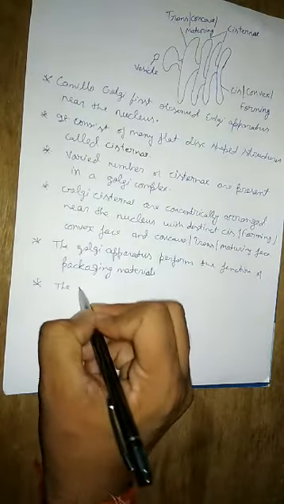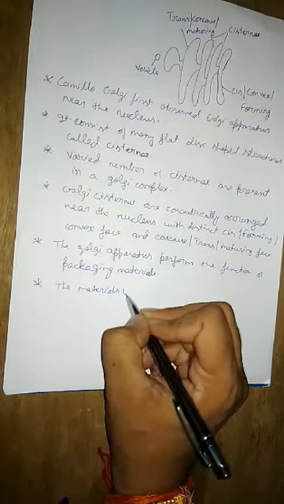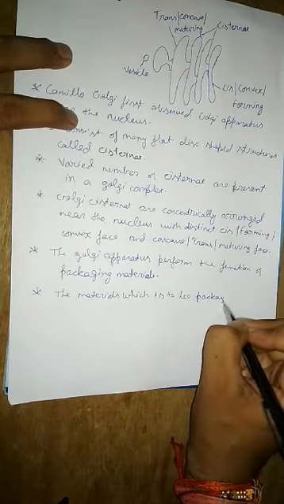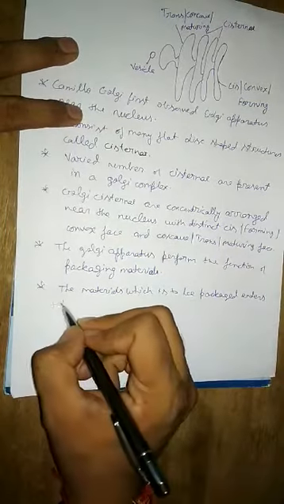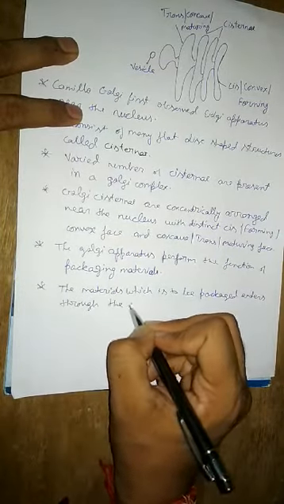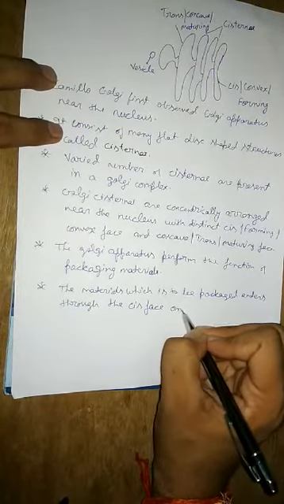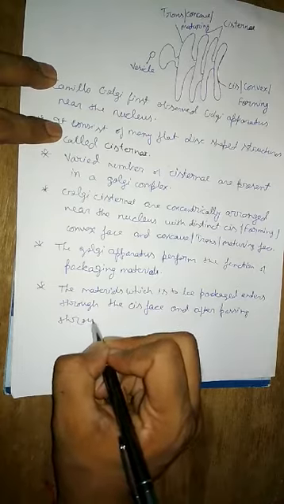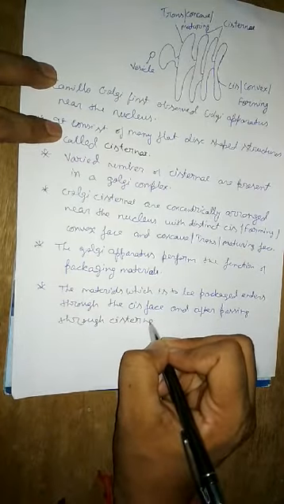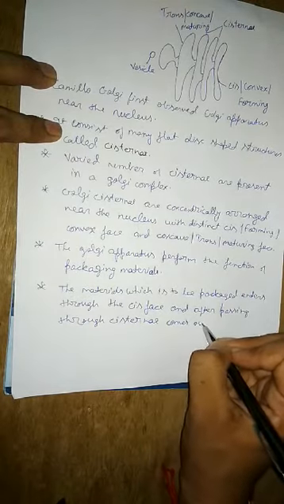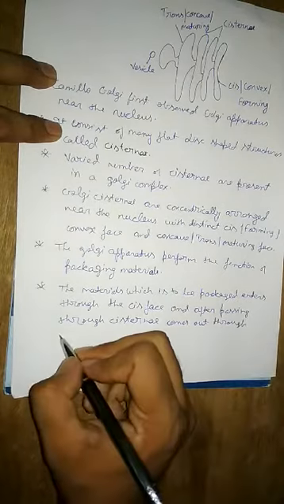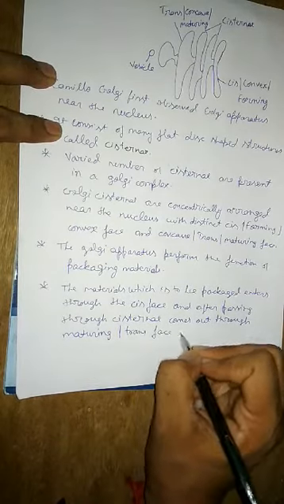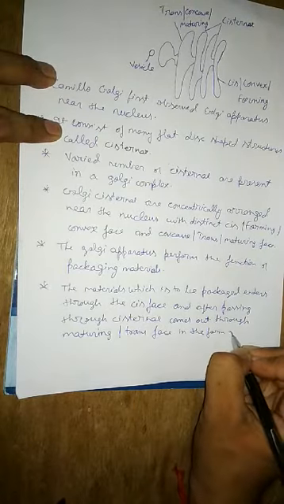So the materials which are to be packaged enter through the cis phase, and after passing through cisternae come out through the maturing or trans phase in the form of vesicles.